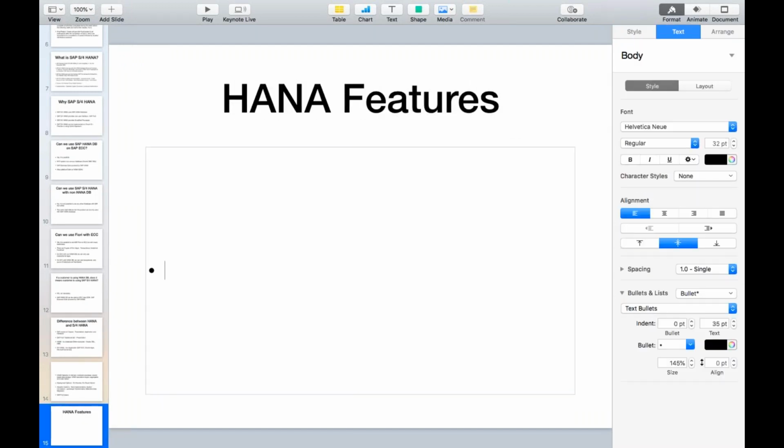So HANA features, we'll start with in memory. Can you tell me what exactly do you mean by in memory? You might have heard that SAP HANA or SAP S4 HANA is an in-memory platform. It is an in-memory database. But what exactly is in memory? What do you mean by in memory?